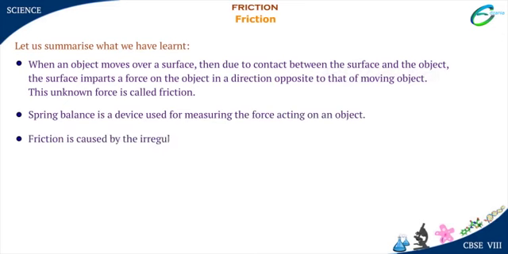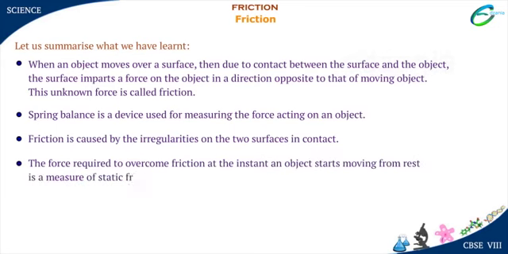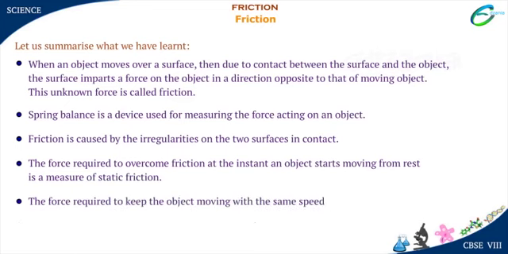Friction is caused by the irregularities on the two surfaces in contact. The force required to overcome friction at the instant an object starts moving from rest is a measure of static friction. The force required to keep the object moving with the same speed is a measure of sliding friction.